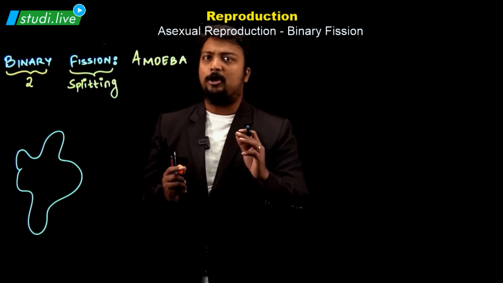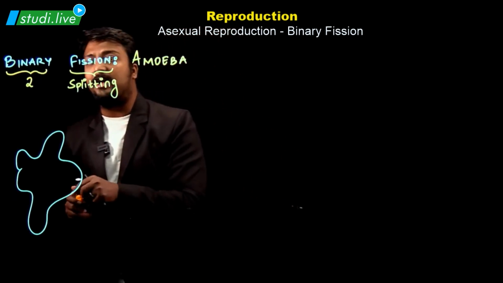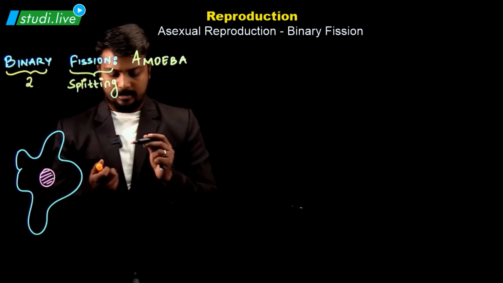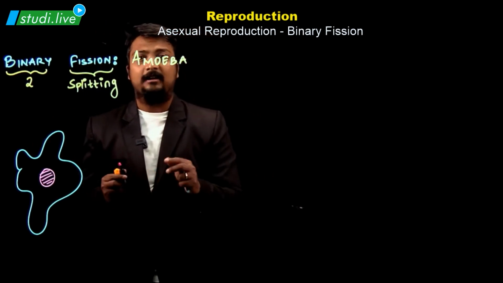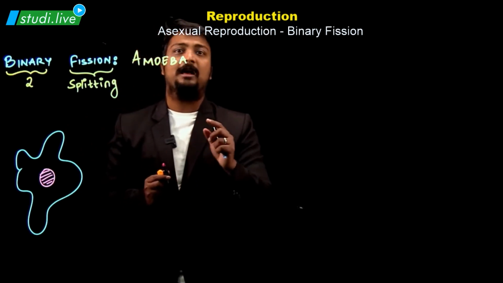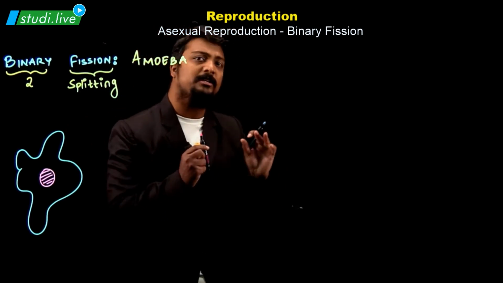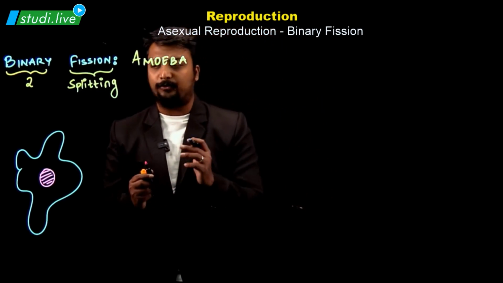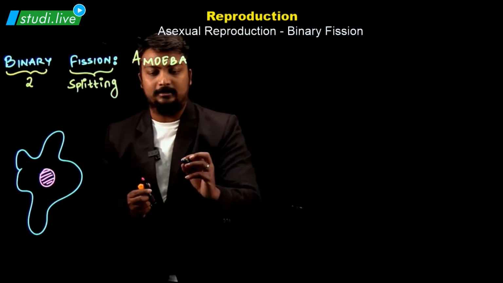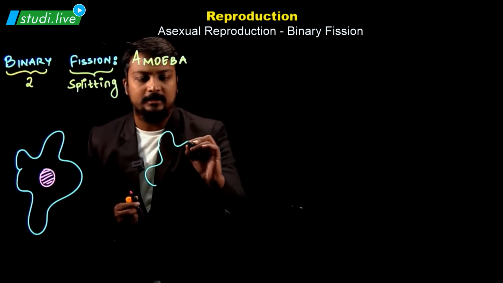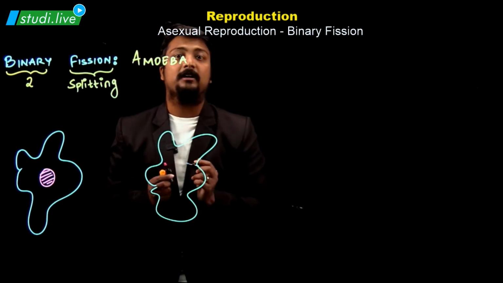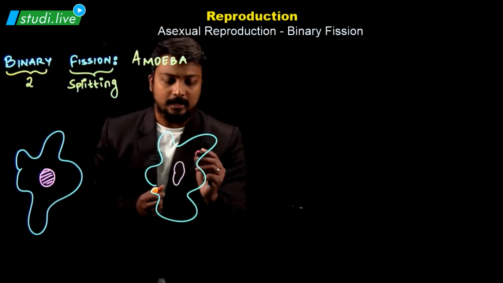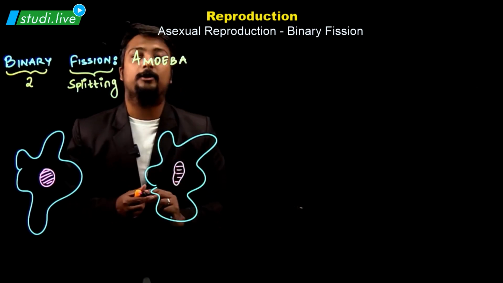Now, amoeba is an organism. Obviously, it should have a nucleus. So let's have the nucleus of the amoeba here. Now, when I have the nucleus and have the amoeba here, what happens is, during favorable conditions, when the conditions are in support for this organism to reproduce, first the nucleus inside starts dividing. So let us have a nucleus that is going to start dividing, right? So this nucleus here is starting to divide.